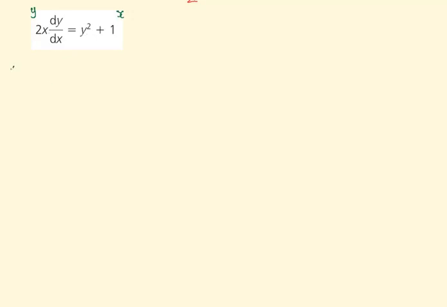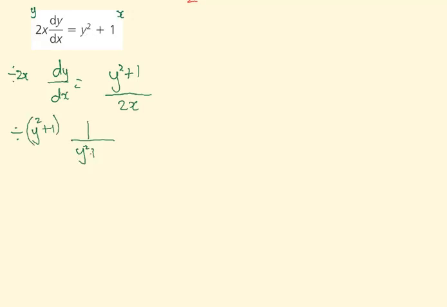So the first thing I'm going to do is divide by 2x on both sides. So I get dy by dx equals y squared plus 1 over 2x. And now I'm going to divide by y squared plus 1 on both sides. And I get 1 over y squared plus 1 dy by dx equals 1 over 2x. This here is the separation of the variables. This is exactly what we've just done. We've just separated the variables out.